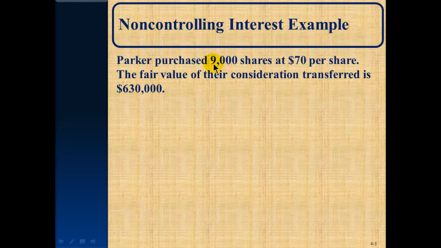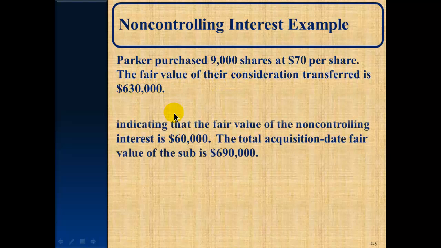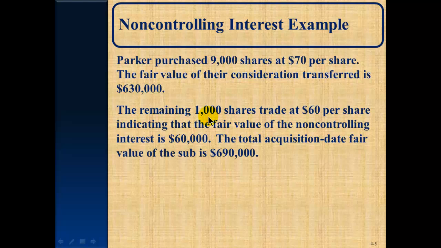Well, let's assume 9,000 shares at the $70. We're going to assume that that's going to be a quoted market price. That is what they had to pay. So if that's 9,000 shares, then we say the fair value of the controlling interest is $630,000. Now the remaining 1,000 shares, the 10%, those trade at $60. We don't assign the premium because we're not buying these 1,000. We're leaving them on the market. So you'll see the market price after the dust settles from this transaction will oscillate back to $60.